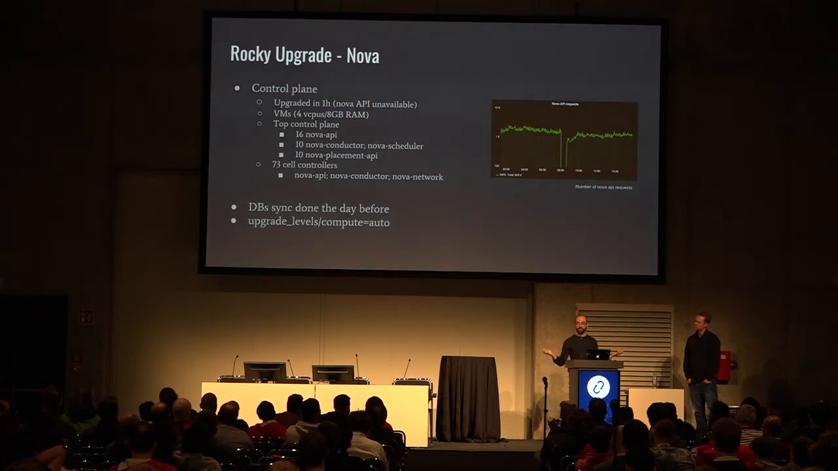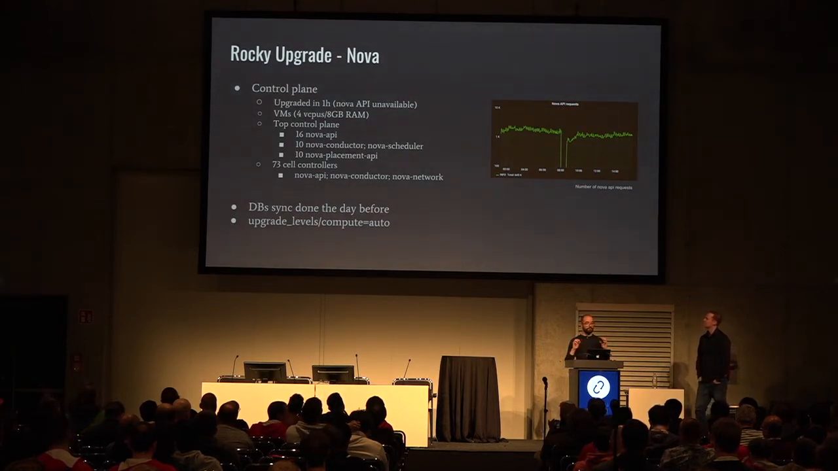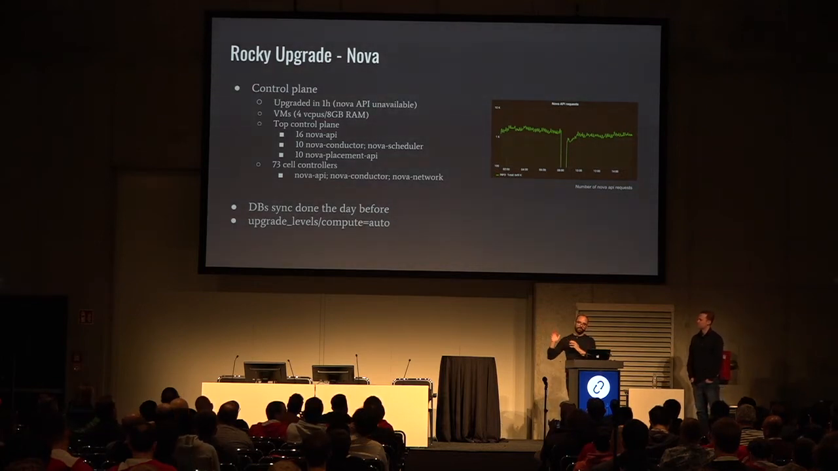This time with CellsV2, we did upgrade to Rocky with only 1 hour of API downtime. And because we were conservative, we really wanted to do this slowly. It was our first time upgrading with CellsV2. We upgraded the control plane, and then we let the compute nodes upgrade themselves during the next 24 hours.